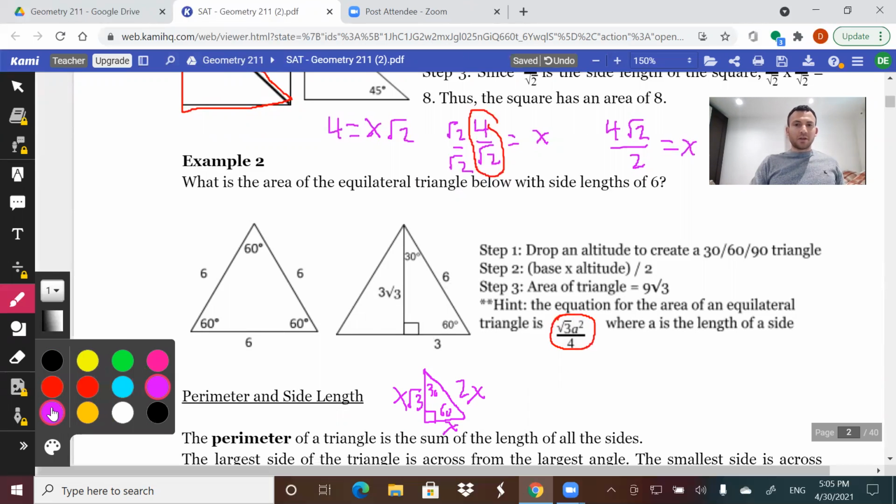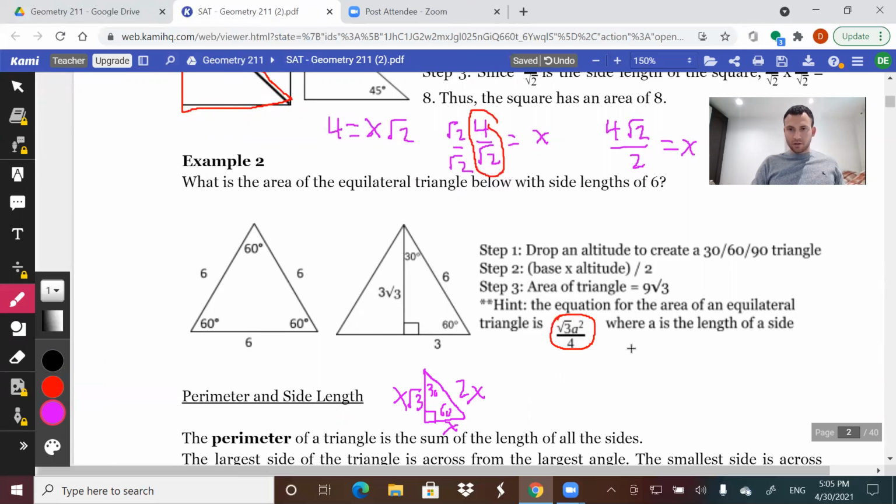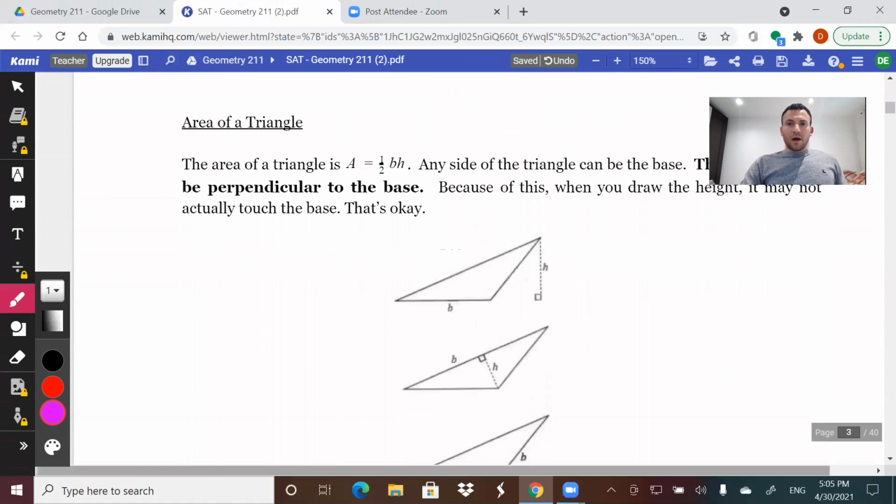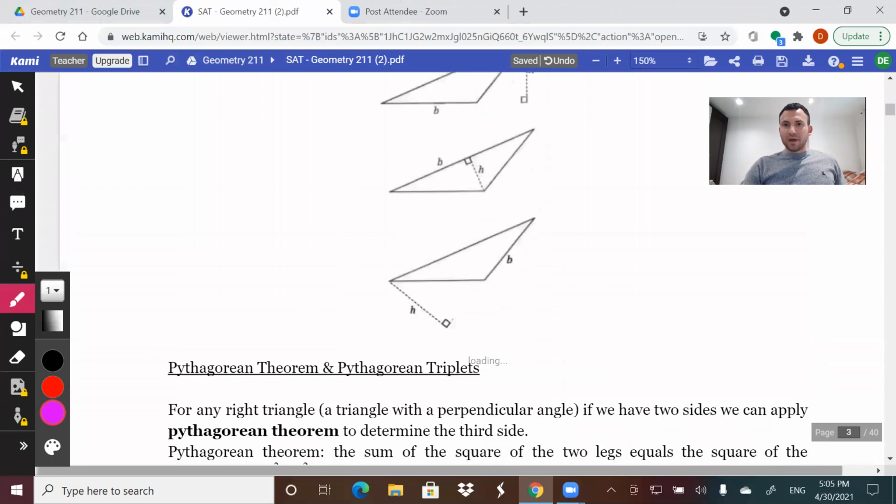We want to get the area of this entire thing, so 6 is our base, right? Because it's going to be 2 3s. So 6 times 3 root 3 divided by 2. And that's going to get us 18 root 3 divided by 2, which is going to get us 9 root 3. Okay, so that's just something to be aware of.